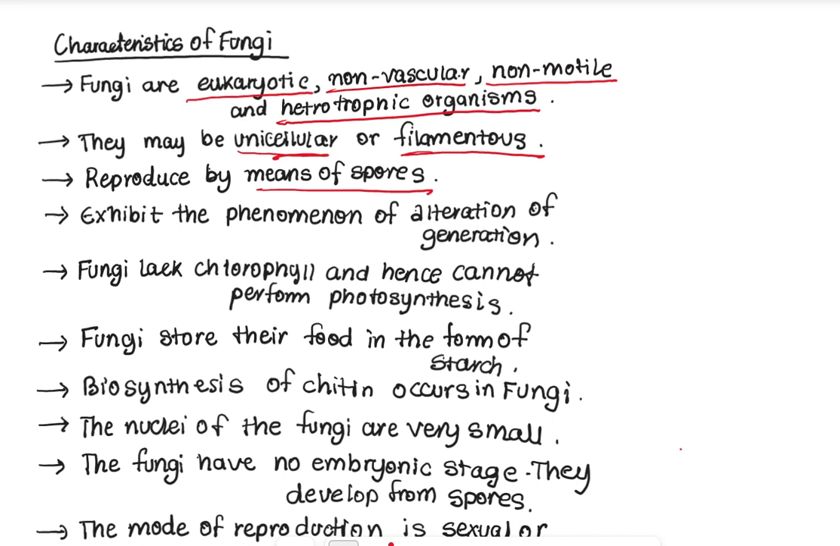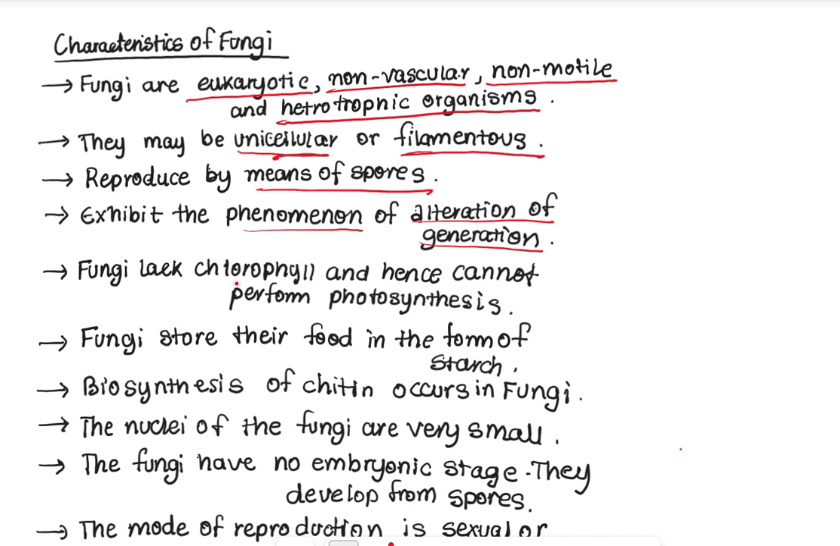Moving on to the next point, they exhibit the phenomenon of alternation of generations. Now, fungi may show different stages in their life cycle, including sexual and asexual phases. These stages alternate to complete the reproduction. To understand very simply, fungi can switch between two reproductive methods during their life cycle.